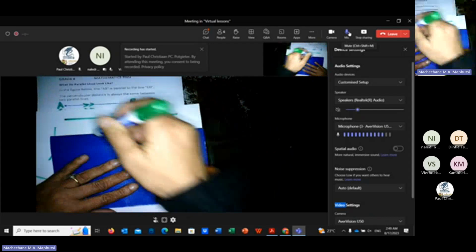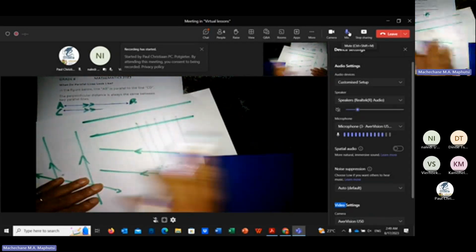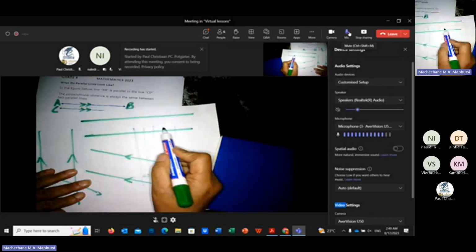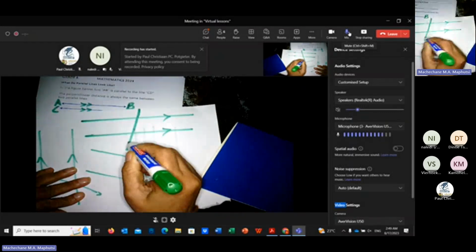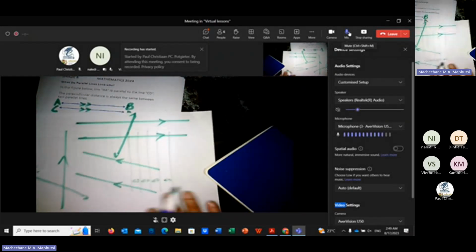I'm also going to draw a parallel line. So can you see now these are parallel lines, but to show that they are not ordinary lines, I'm going to indicate by that symbol. Okay, then from there I can draw my transversal. I'm sure we are together now.